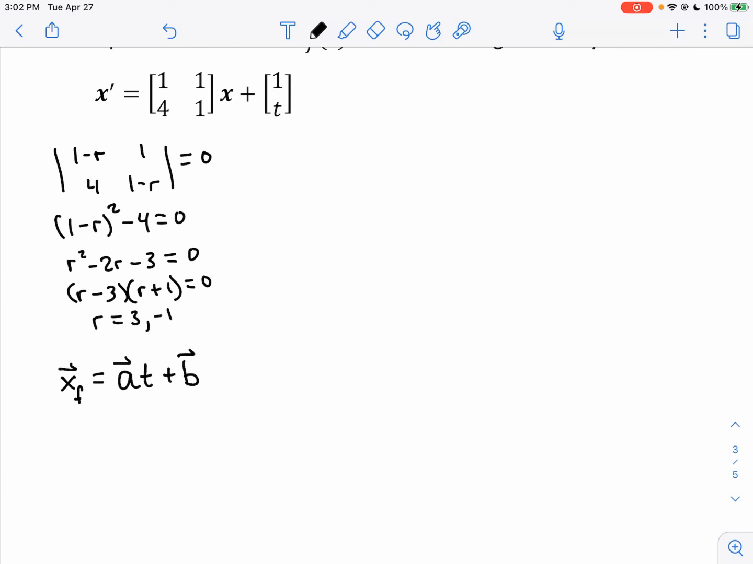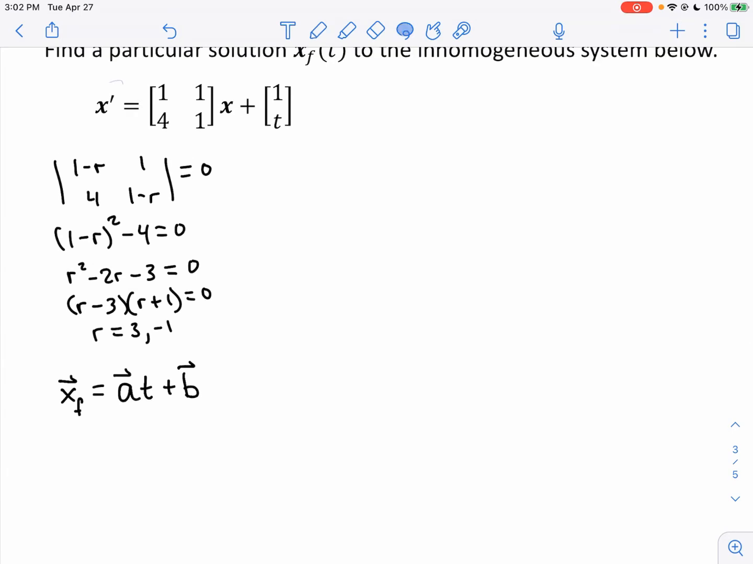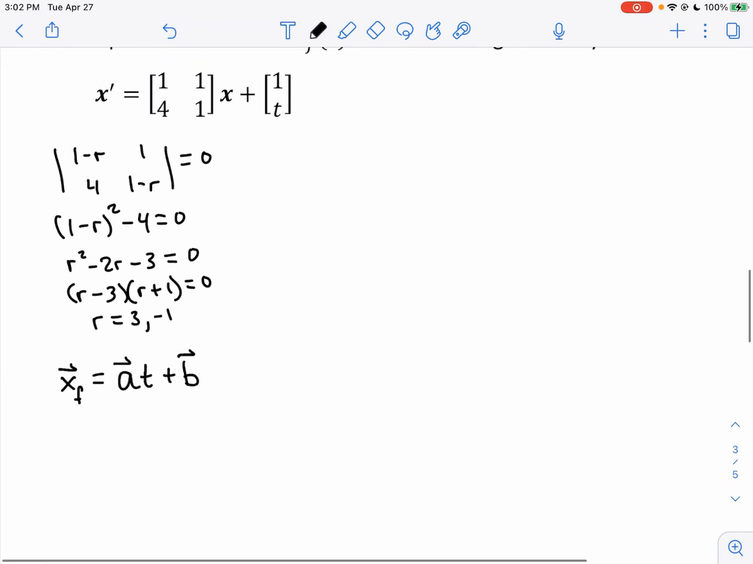All right, so next we're going to substitute this into the differential equation. So we're going to do the derivative and plug it in there, and then plug in that trial solution right there. Now, since a and b are constant vectors, the t would distribute to all the components of a, and when you differentiate a vector, you just differentiate component by component. So in other words, the derivative of constant vector a times t is just going to be constant vector a, and the b's will all differentiate to 0. So we know that x f prime is just going to be the constant vector a.